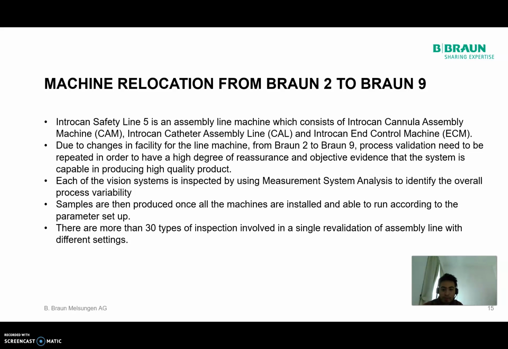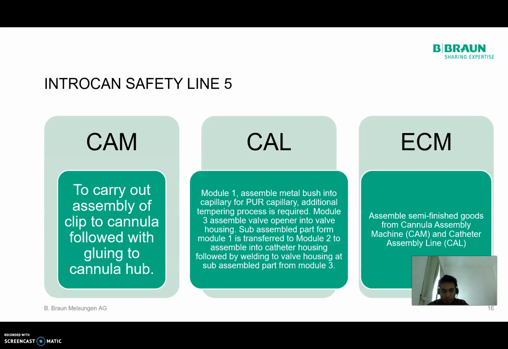Each of the vision systems is inspected using measurement system analysis to identify the overall process variability. Samples collected by me are then produced once all the machines are installed and able to run according to the parameter setup. There are more than 30 types of inspection involved in a single validation of an assembly line with different settings. For Introcan Safety Line 5, we have three machines, as I said just now: CAM, CAL, ECM.